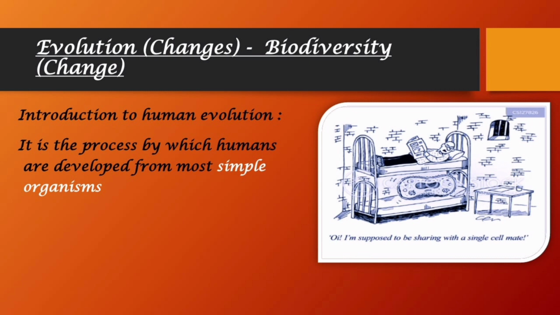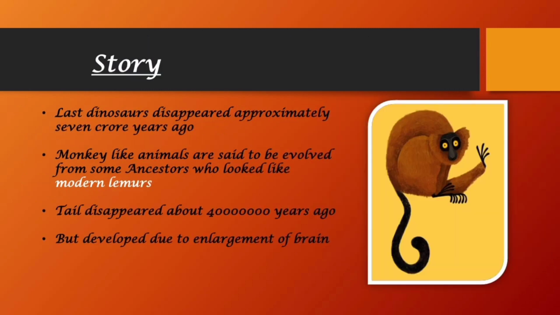This is a kind of a basic introductory part. The last dinosaurs disappeared approximately 7 crore years ago. At that time, monkey-like animals are said to have evolved from some ancestors who were more or less similar to the modern lemurs.